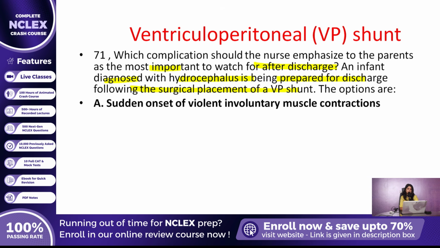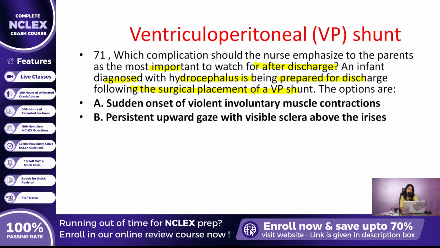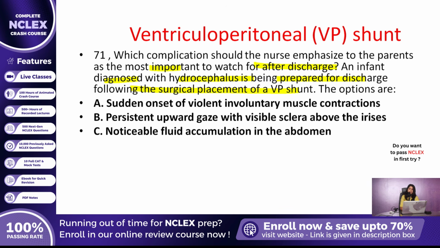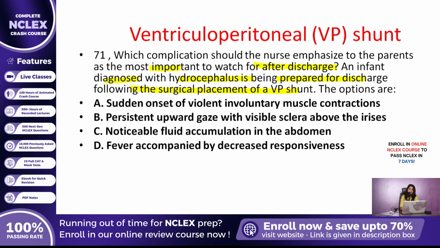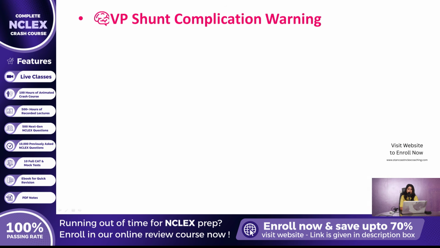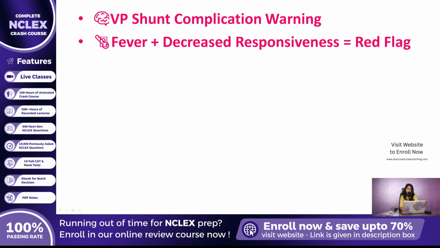Sudden onset of violent involuntary muscle contractions. B. Persistent upward gaze with visible sclera above the irises. C. Noticeable fluid accumulation in the abdomen. D. Fever accompanied by decreased responsiveness. The correct answer is option D, fever accompanied by decreased responsiveness. This symptom combination is highly concerning for shunt infection or central nervous system infection, both of which are serious and potentially life-threatening complications of VP shunt placement.